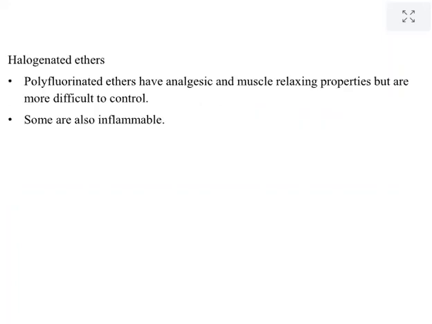Then we look at the halogenated ethers. The only halogenated hydrocarbon that is used as a general anesthetic is halothane. So now we look at halogenated ethers. These are polyfluorinated ethers. Polyfluorinated ethers have analgesic and muscle relaxing properties, but are more difficult to control, in terms of their concentration and their dose, and that can be a disadvantage.